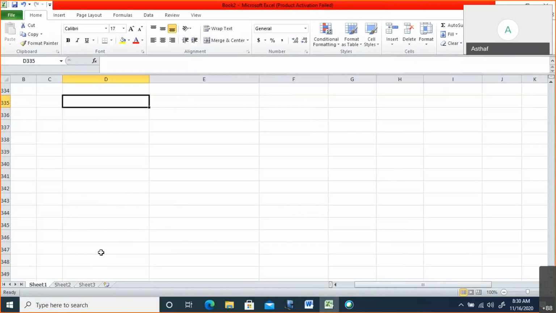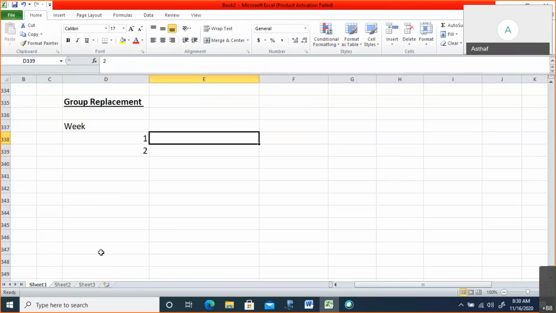We will go with group replacement. I was telling you the same format. So week one. The question is being done for the third week also, but the third week won't come because the life is only up to 2 years. So for the third week you have to give, not able to do wrong. That's all. So first we have to do failure.